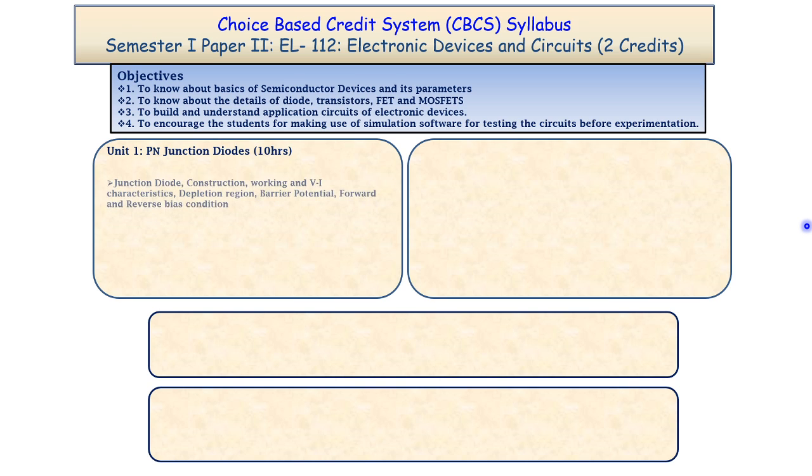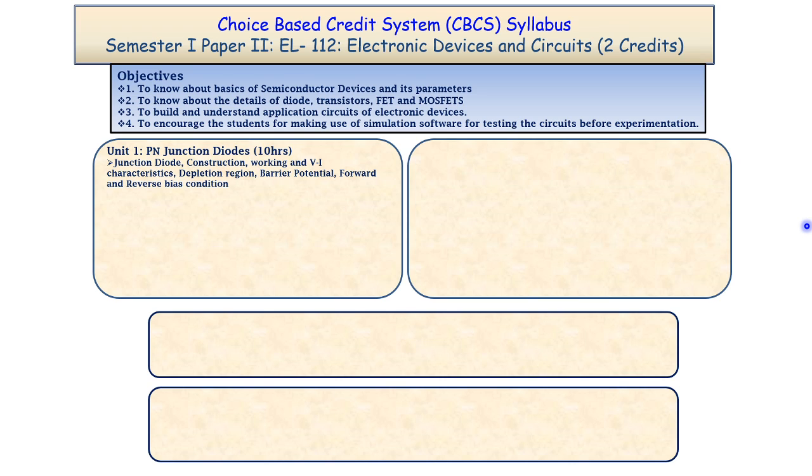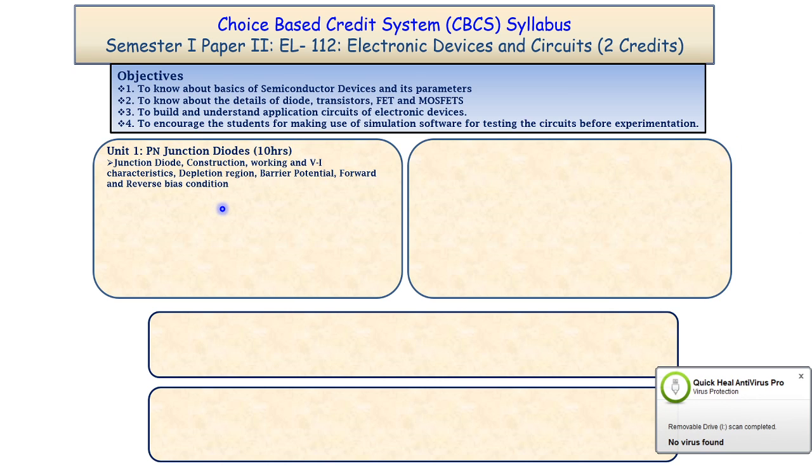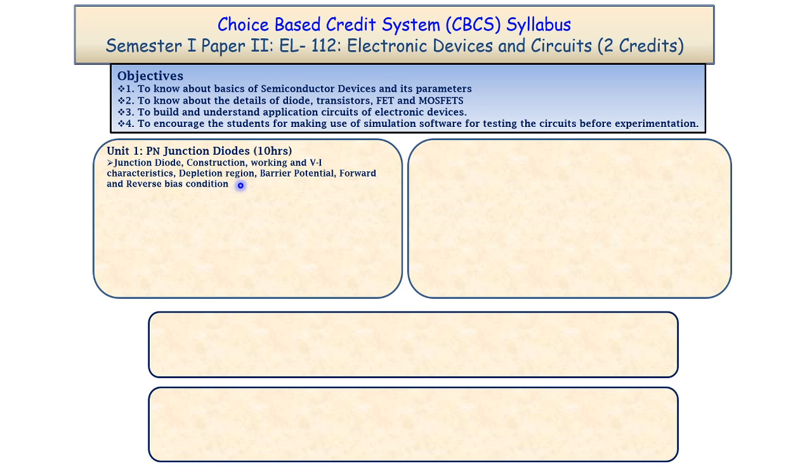Unit number 1, PN junction diodes. The 10 lectures are required for completing this unit. Details of the unit: junction diode, construction, working, IV characteristic, depletion region, barrier potential, forward and reverse bias conditions, junction capacitance, diode current equation, effect of temperature on reverse saturation current, types of diodes, rectifier diode, Zener diode.